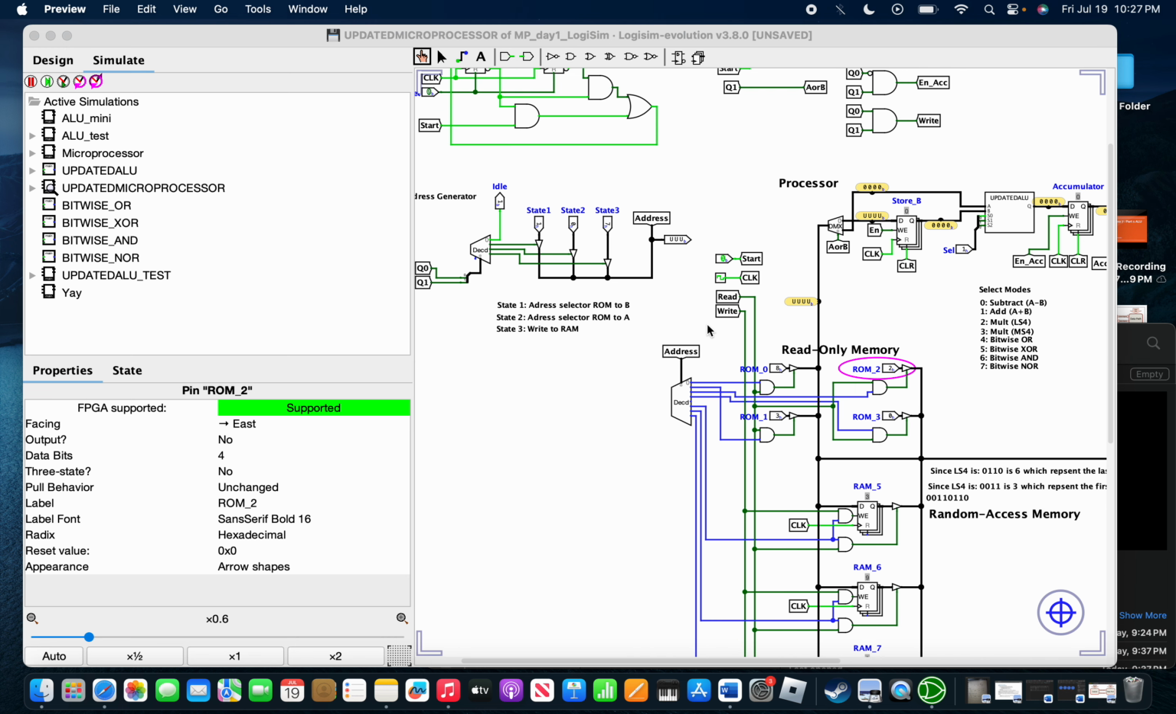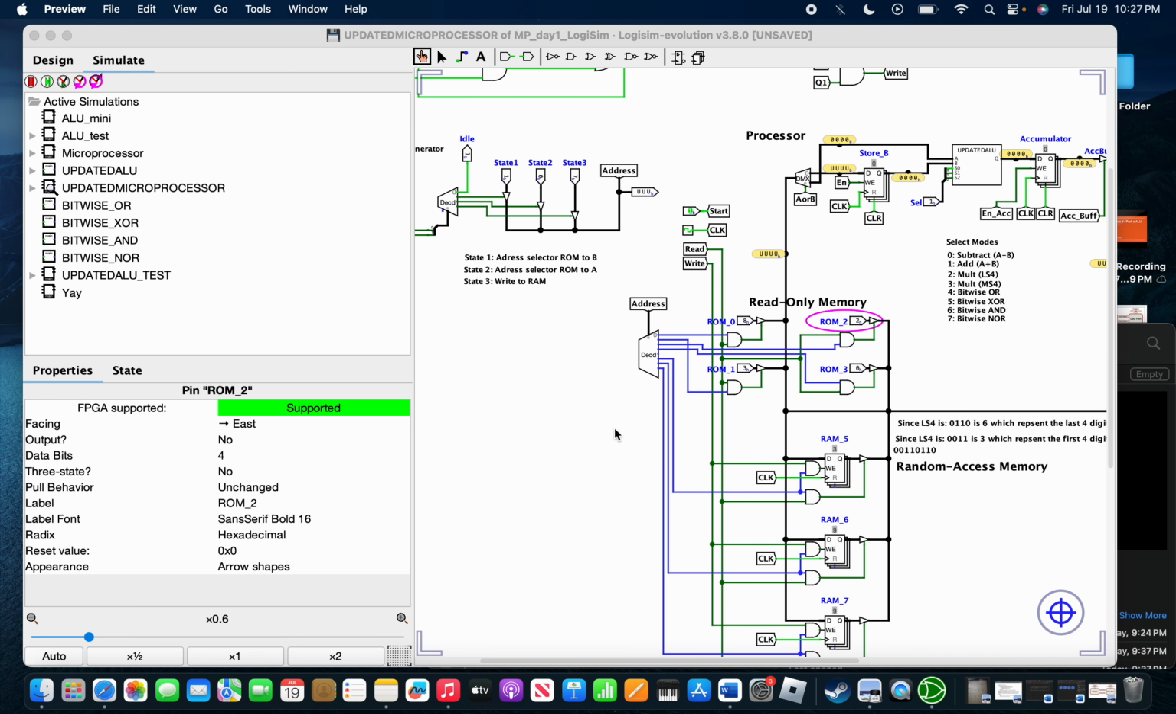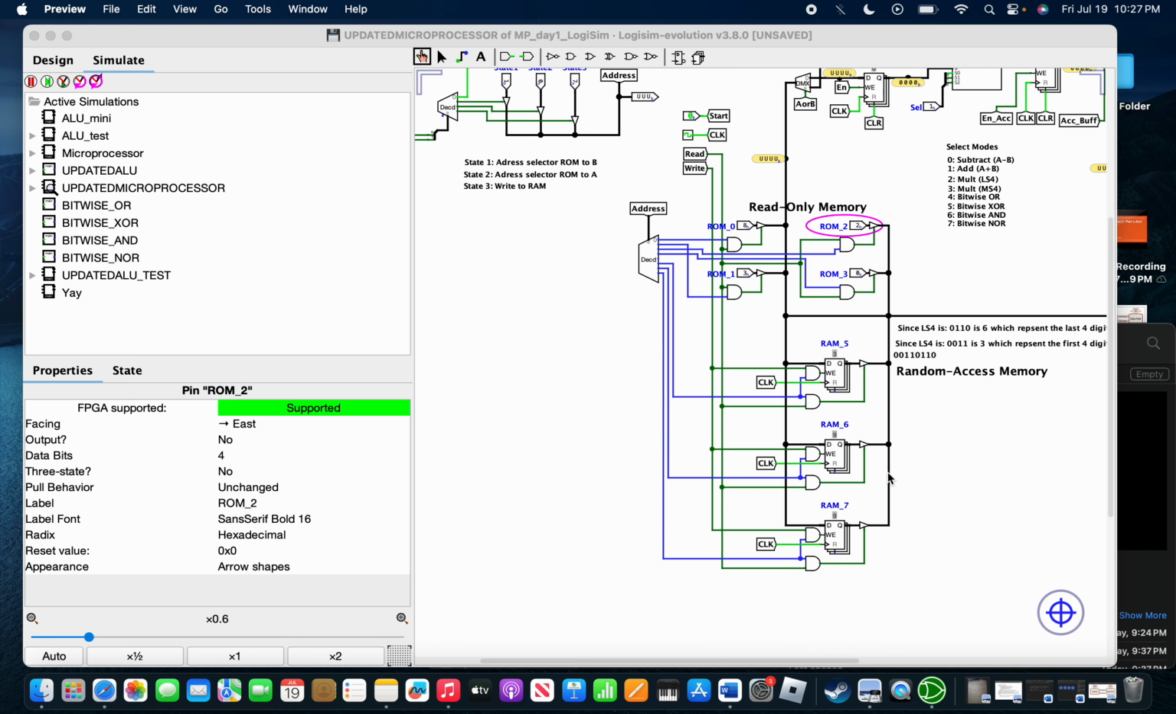So here's what I'm going to have. We're going to start with the operation of 8 plus 3, which is going to be equal to 11, but in hexadecimal, it's going to be B. So we got state 1, we're going to have ROM 1. State 2 is going to be 0, and then state 3 is going to put out to RAM 7, which is going to be B.